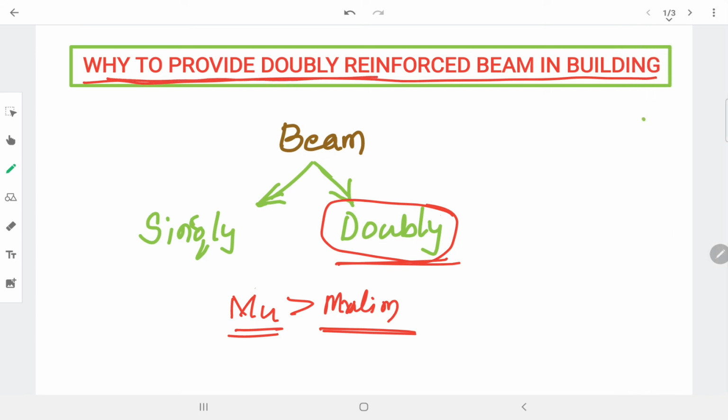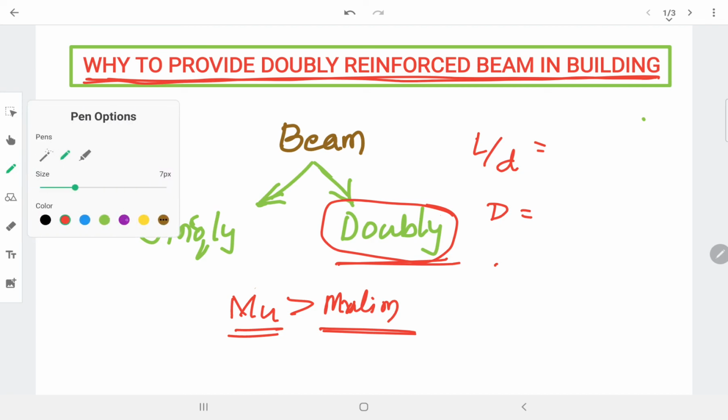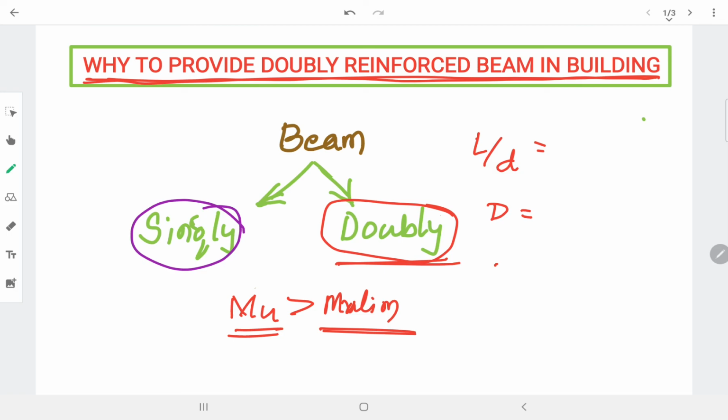Once again I'll repeat, there is no such restriction. Suppose the beam is within the limit of L by D ratio and you are happy with the overall depth of the beam, and you are not going to reduce any depth of the beam, or it is not necessary to reduce the depth. In that case, a singly reinforced beam is sufficient.